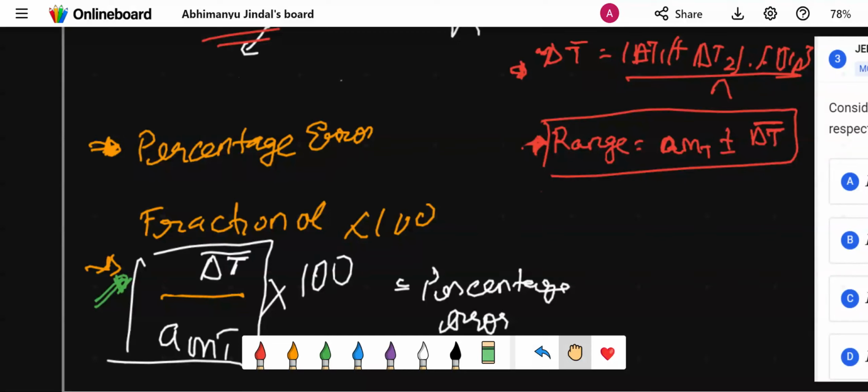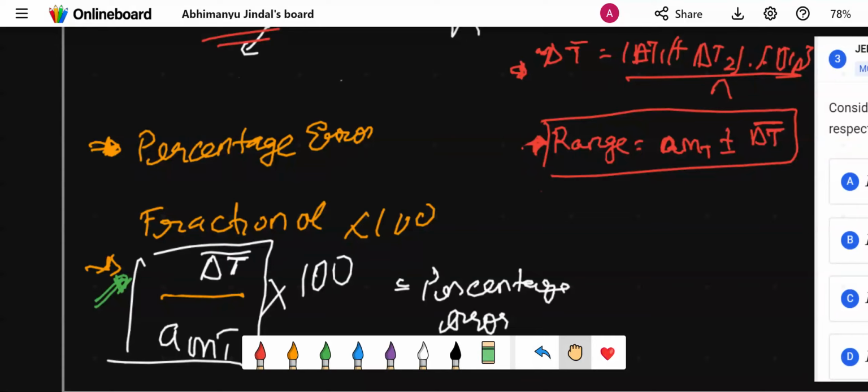And let's look at propagation of errors. While adding or subtracting, you can just do a plus b and a minus b. While adding, the errors get added, and even while subtracting, the errors get added, but the values get added or subtracted respectively, depending on what you're doing. If you're adding, the values get added. If you're subtracting, the values get subtracted. But in both cases, the errors get added. There's no subtraction of errors in any case.